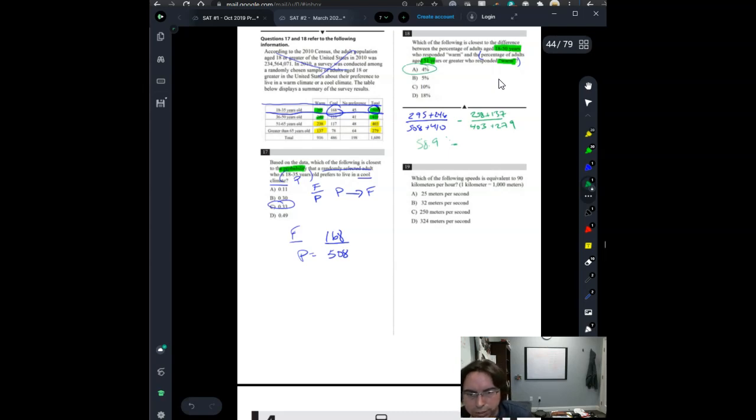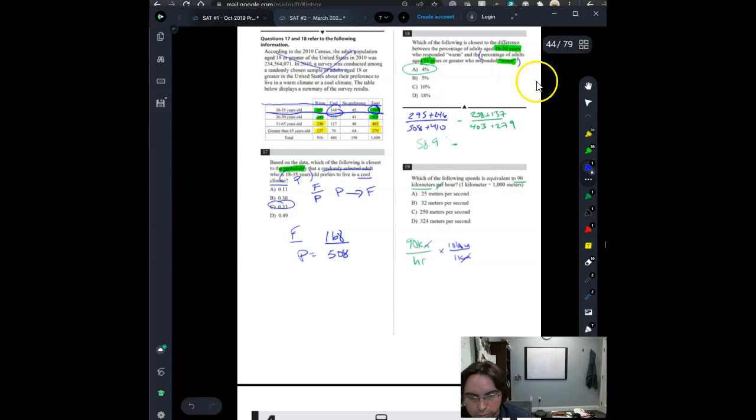Okay, number 19 is a rates problem. It says which of the following speeds is equivalent to 90 kilometers per hour. We want to know it here in meters per second. So if we're at 90 kilometers per hour, and we see our conversion unit here of 1,000 meters to 1 kilometer, then we can eliminate our kilometers, right? Eliminate those terms. And so we're going to now be in meters per hour.